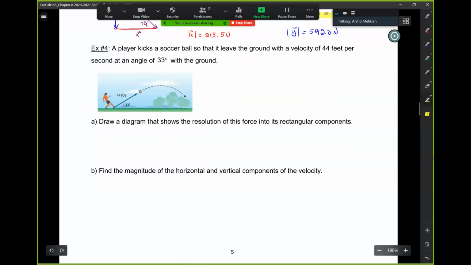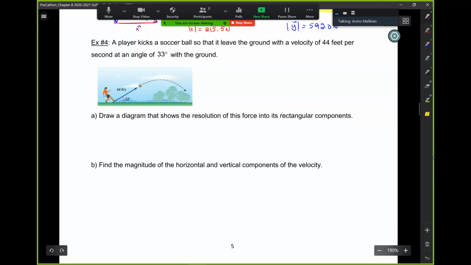Okay. Here we go. A player kicks a soccer ball so it leaves the ground with a velocity of 44 feet per second at an angle of 33 degrees with the ground. You will never watch soccer the same way again, right? Draw a diagram that shows the resolution. Okay, so here is the guy, soccer player, 44 feet per second. This is the velocity.